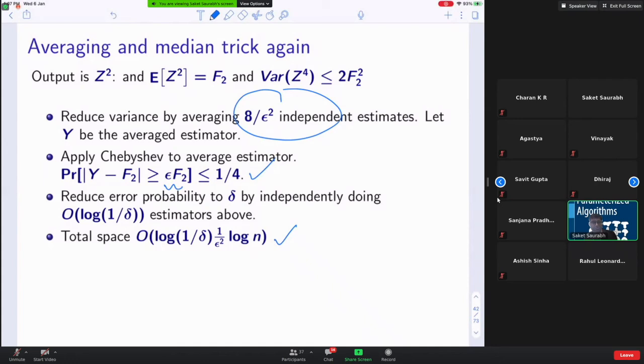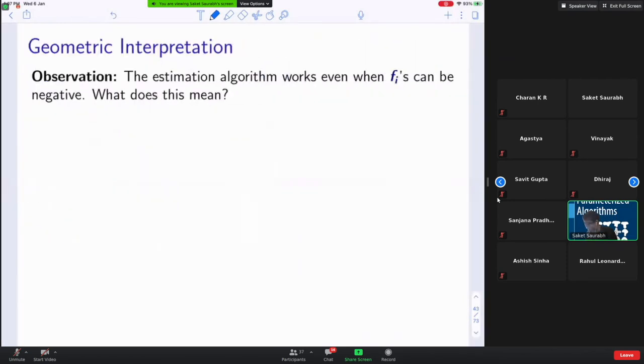Any question? No, sir. Anybody? Nobody has any question? Good. Okay, fine. Let's move ahead.